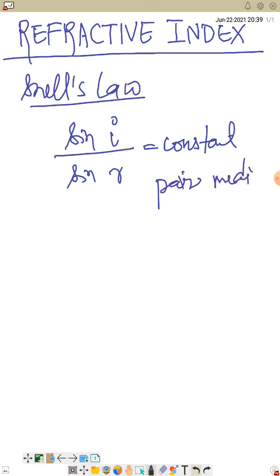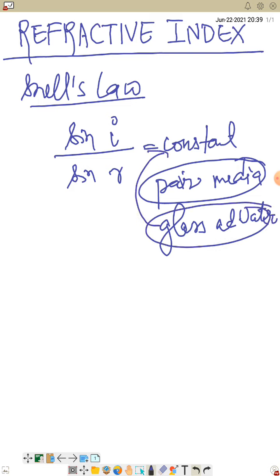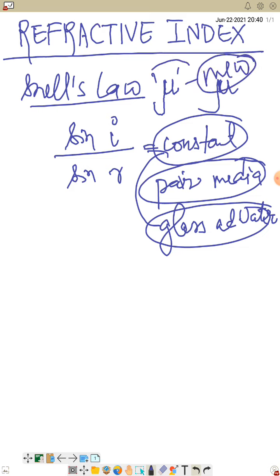Now when I say given pair of media, it means that for glass and water, refractive index will be constant. Okay, so this constant is called refractive index, denoted by this letter called mu. This is how we'll draw it, and a u here. So this is what we call mu, MEW, mu. This is the pronunciation, and here this is now called refractive index.